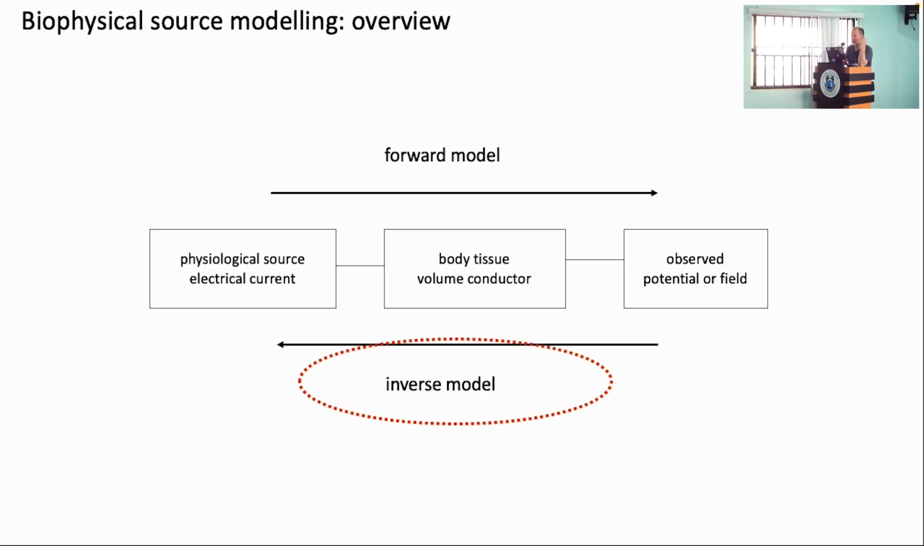So what we're now doing is we're going to start from our observations, from our event-related potentials, and we're trying to infer where in the brain the event-related potentials were generated.